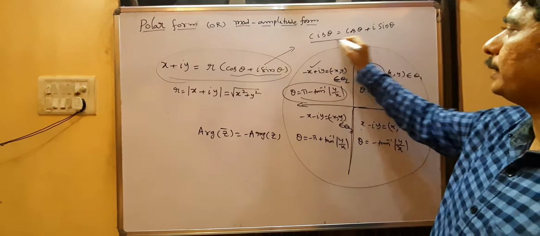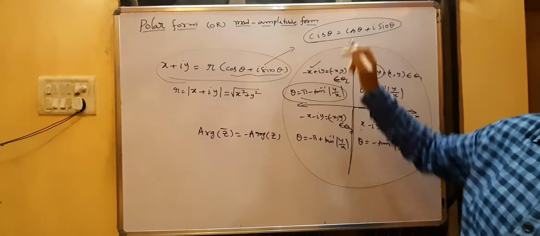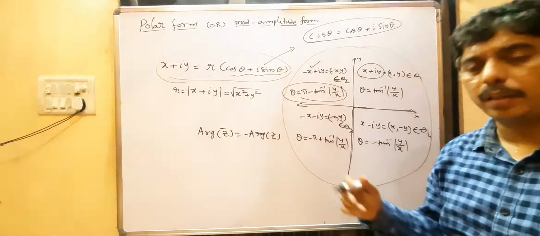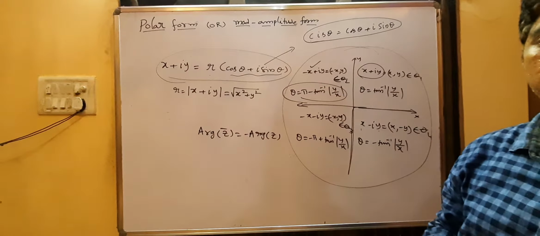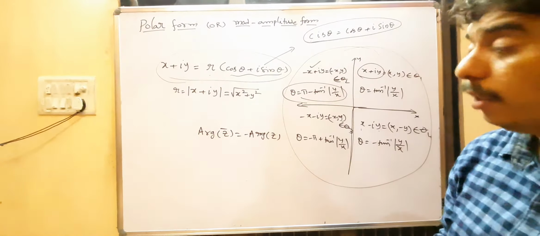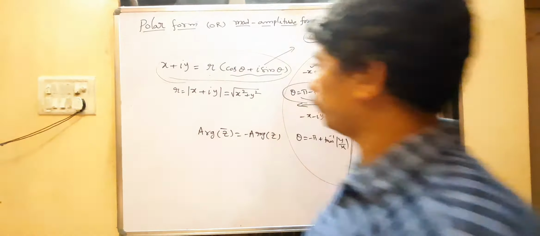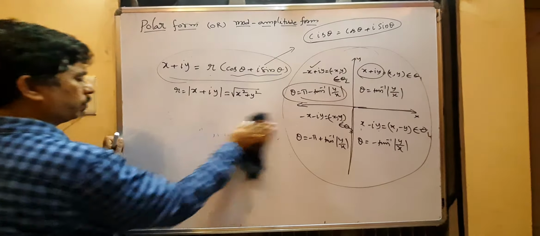Cos theta plus i sin theta is also denoted by cis theta. The cis theta notation will come in the next chapter, de Moivre. Okay, Nana? This is the concept of the polar form or mod amplitude form. Based on this, I will now explain problems.